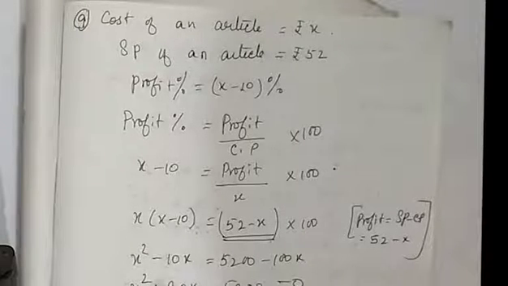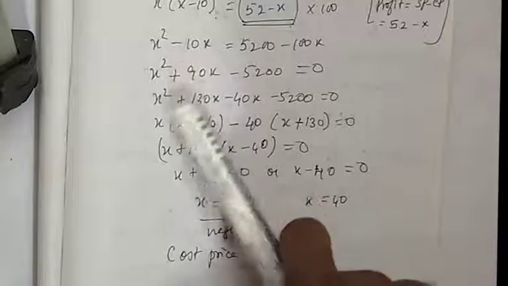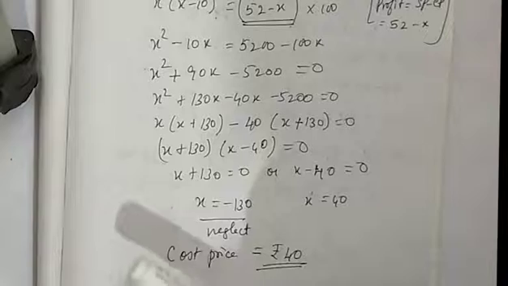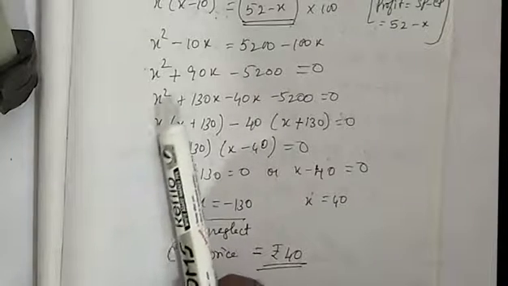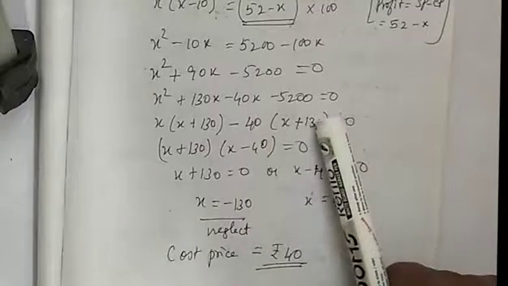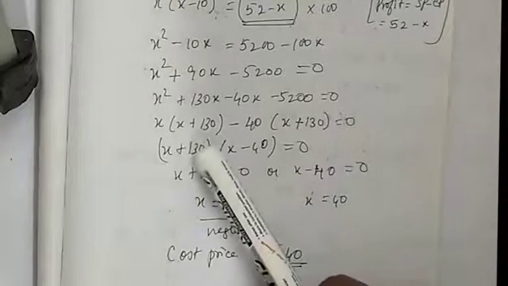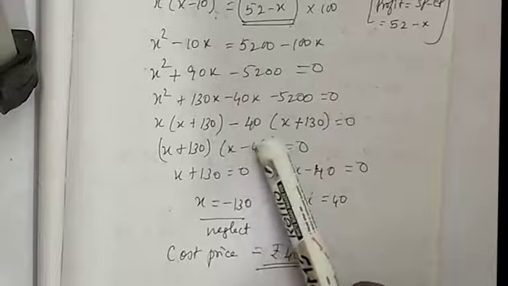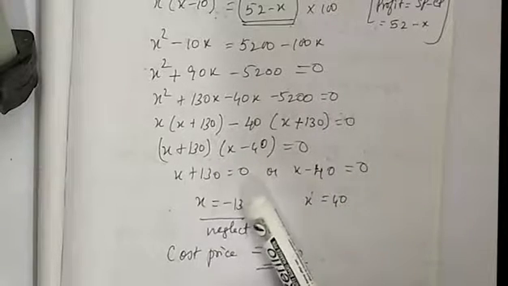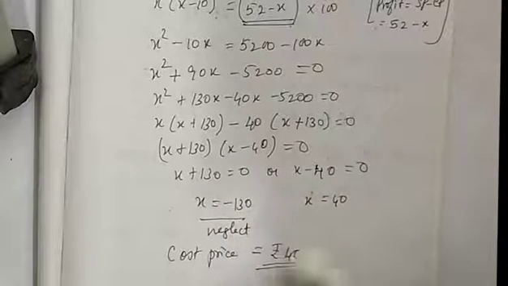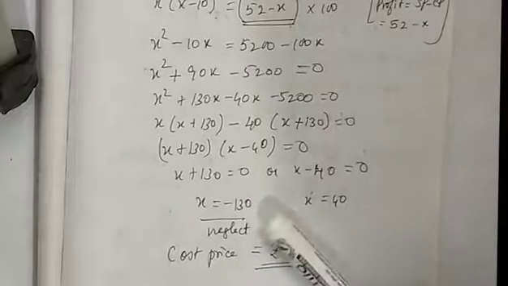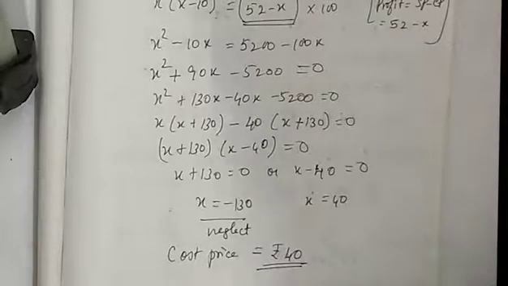So now you will get quadratic equation x squared plus 90x minus 5200 is equal to 0. Now split the middle term. x squared plus 130x minus 40x minus 5200 is equal to 0. So x into x plus 130 minus 40 into x plus 130 is equal to 0. So x plus 130 is equal to 0, x is equal to minus 130. x minus 40 is equal to 0, x is equal to 40. So neglect the negative one and write cost price is equal to rupees 40.